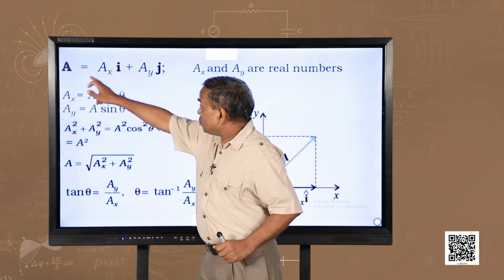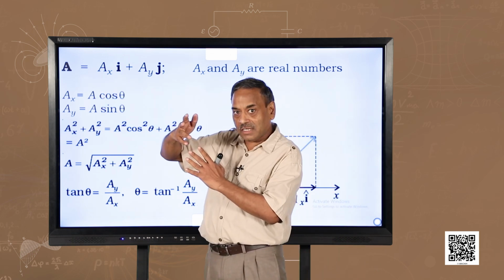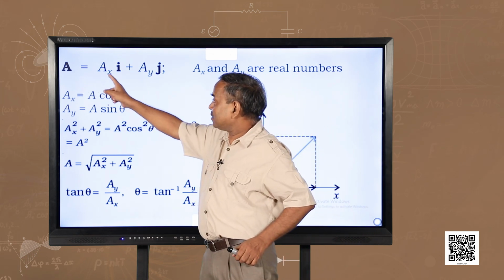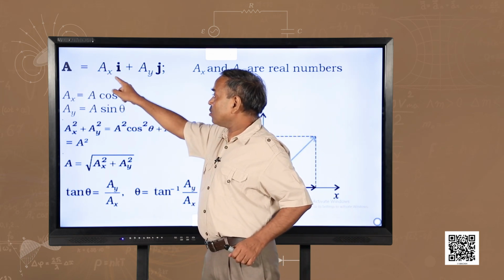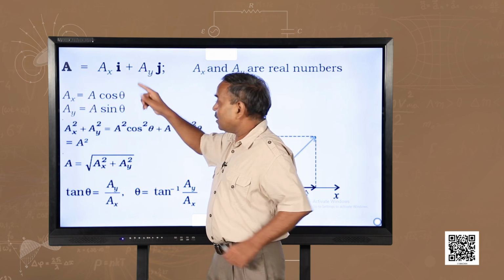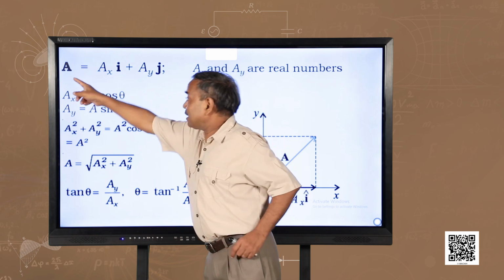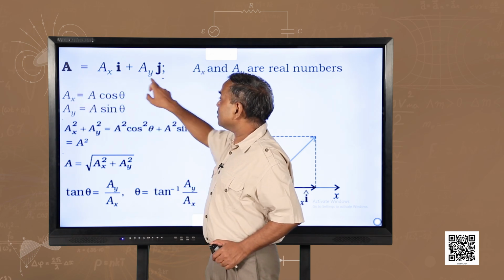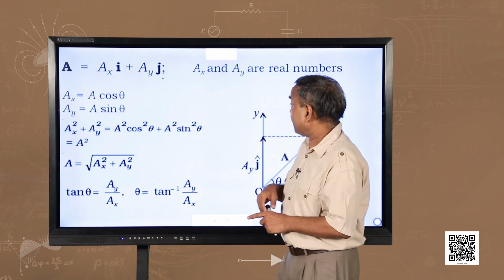A is equal to lambda A plus mu B. The same way I can write vector A is equal to Ax i plus Ay j. What is Ax? The magnitude of the resolution along the x axis. Similarly, Ay is the magnitude of the resolution of vector A along the y axis. Here i and j are the unit vectors along the x and y axis respectively.